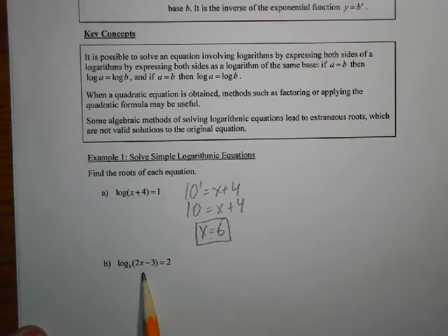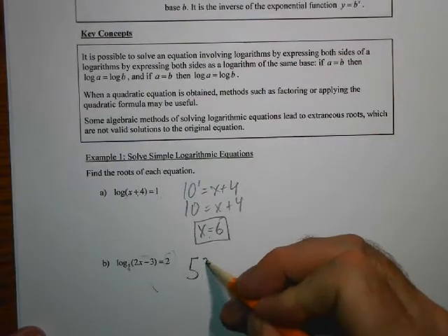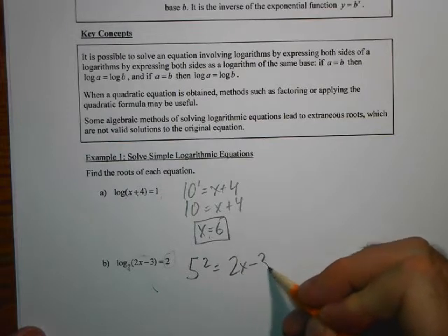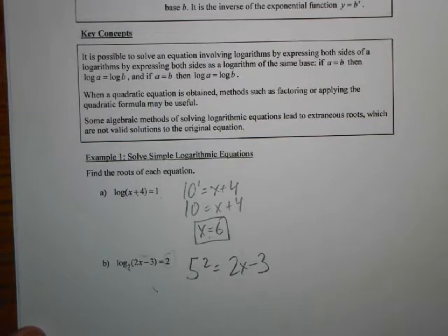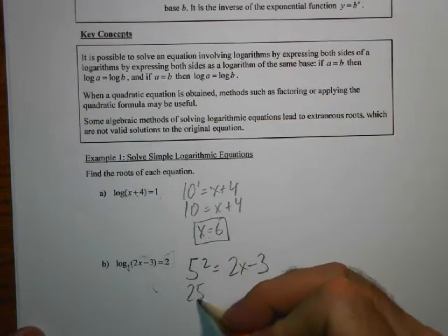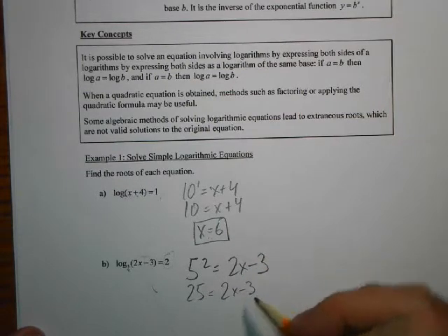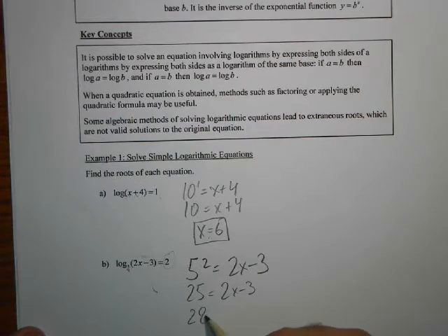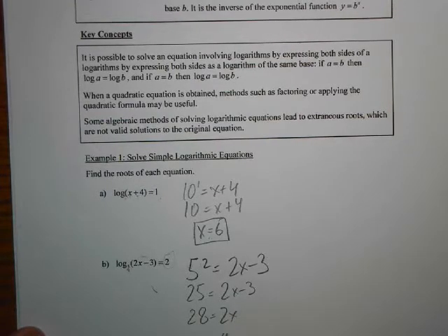So this time, very similar, except this time it's a base 5 here. So we're going to do the same approach, change it to exponential form. So remember, there's the exponent, there's the base, there's the result. So 5 to the power 2 is equal to 2x minus 3. After you've done a few of these, they come pretty quickly to you. So that's 25 is equal to 2x minus 3. Add 3 to both sides. 28 equals 2x. X equals 14.